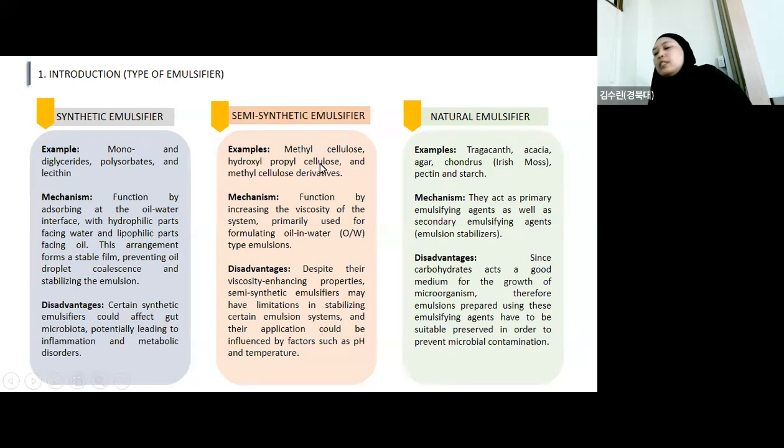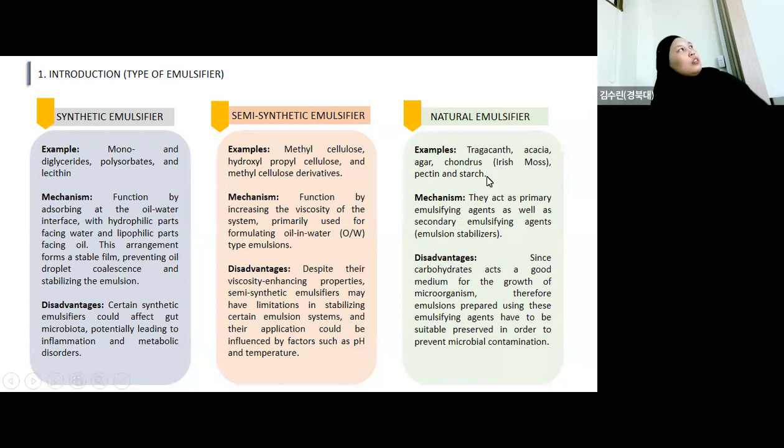Why is it called semi-synthetic? Because normally for cellulose derivatives, we use harsh chemical solvents. So that's why it is semi-synthetic emulsifier. The mechanism is the same as the synthetic emulsifier. But the disadvantage here, despite their viscosity enhancing properties, is that they have limitations in stabilizing certain emulsion systems. And their application could also be limited by factors such as pH and temperature.